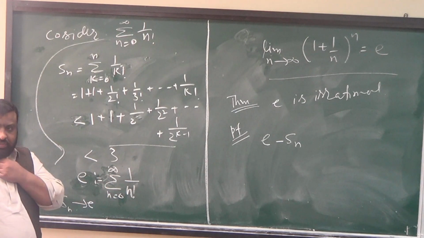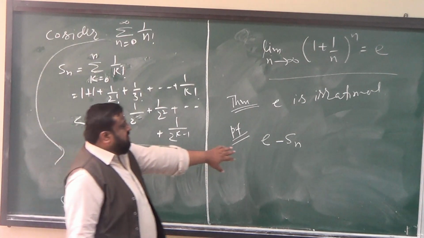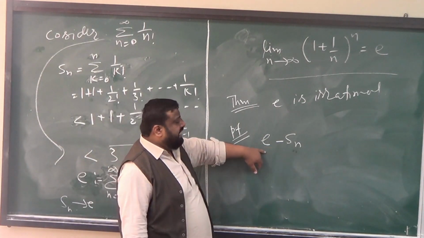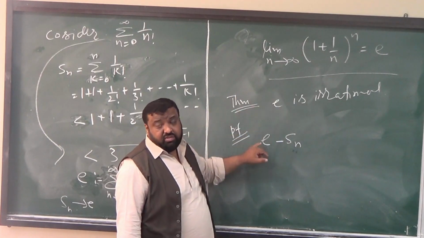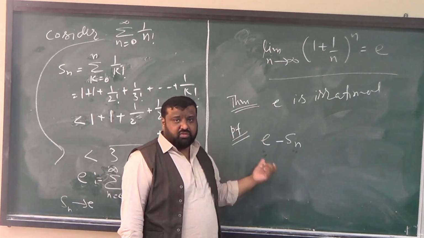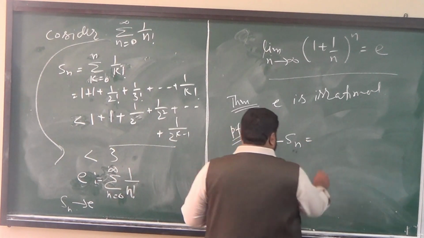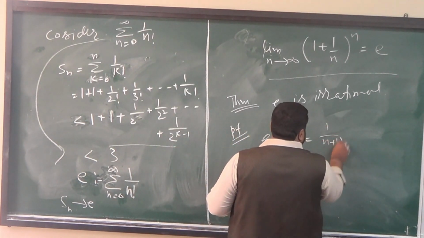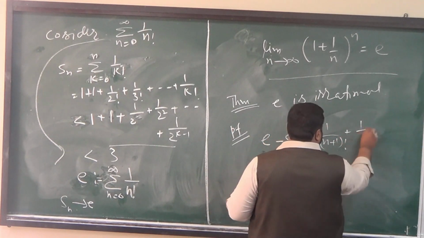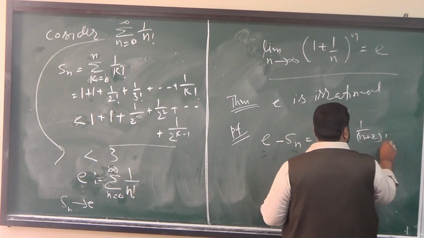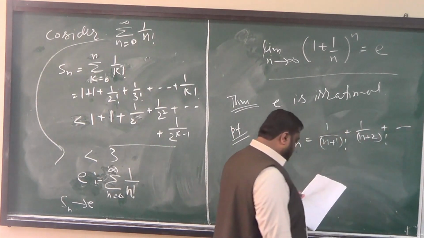So S_n is a partial sum. Well, e is a sum from 0 to infinity. So you're subtracting this much from this, so what are you going to have? You're going to have the sum from n plus 1 to infinity. You're going to have something like 1 over (n plus 1) factorial, 1 over (n plus 2) factorial, and so on and so forth. Agree?